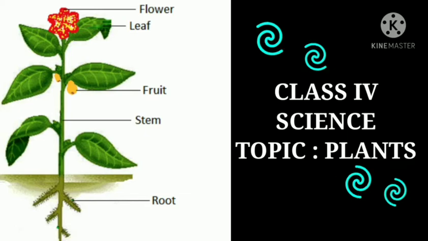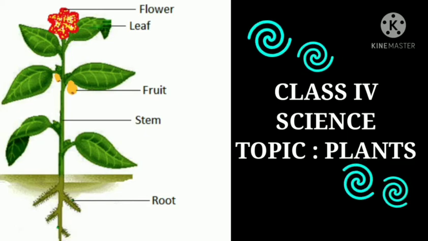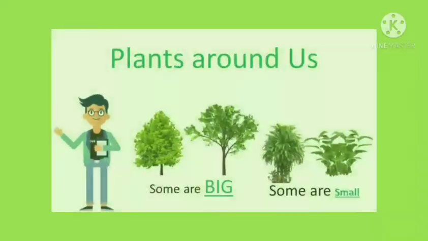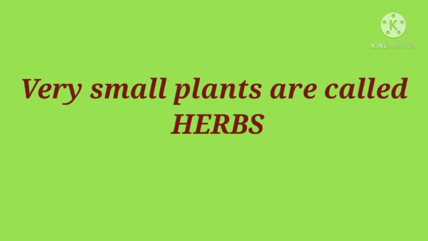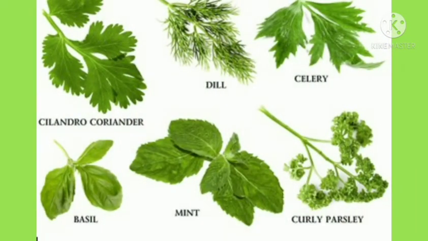Today we are going to do class 4 science topic plants. So let's get started. We see large number of plants around us. Some are small and some grow tall and some are huge. Very small plants are called herbs. For example, coriander, dill, celery, basil, mint and parsley.